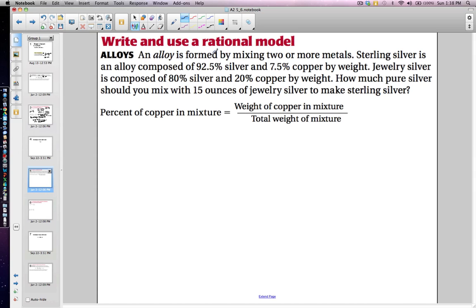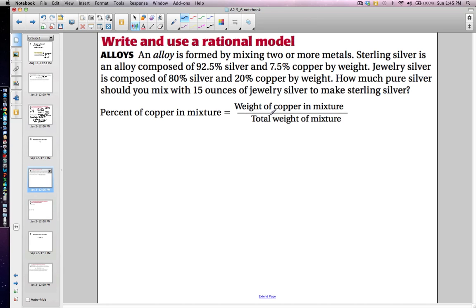Okay, so writing and using a rational model. Let's look at our information here. An alloy is formed by mixing 2 or more metals. Sterling silver is an alloy that is composed of 92.5% silver and 7.5% copper by weight. Regular silver jewelry, not sterling silver, is 80% silver and 20% copper. So sterling has less copper. How much pure silver should I mix with 15 ounces of silver jewelry to make sterling?